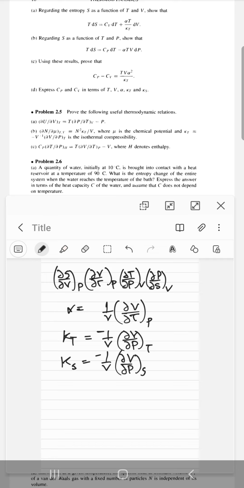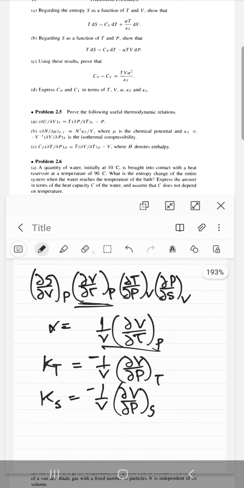Partial V by partial T at constant pressure. Hey, that's one term we see. So this thing is just alpha V essentially, right? Okay, that's one term gone. This thing is just foggy. Okay, cool.